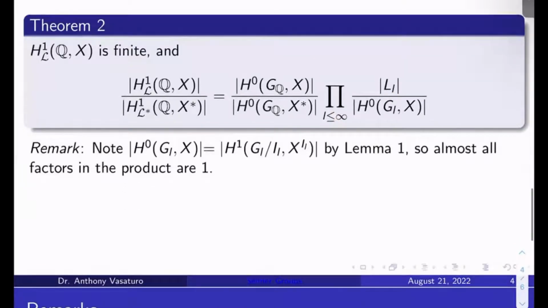Okay, now before you get too far into trying to use this result to do things, you have to make sure this product actually makes sense. But remember, lemma 1 from a previous video says that the size of H^0(G_l, X) is the same as the size of H^1(G_l/I_l, X^{I_l}). And so that means, because most of the L_l's are exactly this H^1 group here, there's going to be a cancellation, and we'll get 1 for almost all primes l. And so this product essentially is a finite product. Okay, so it actually makes sense. It converges because it's a finite product.